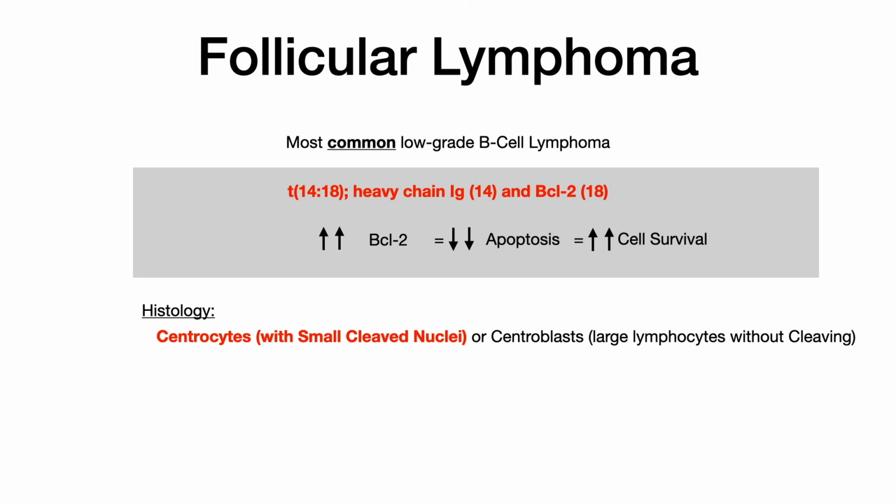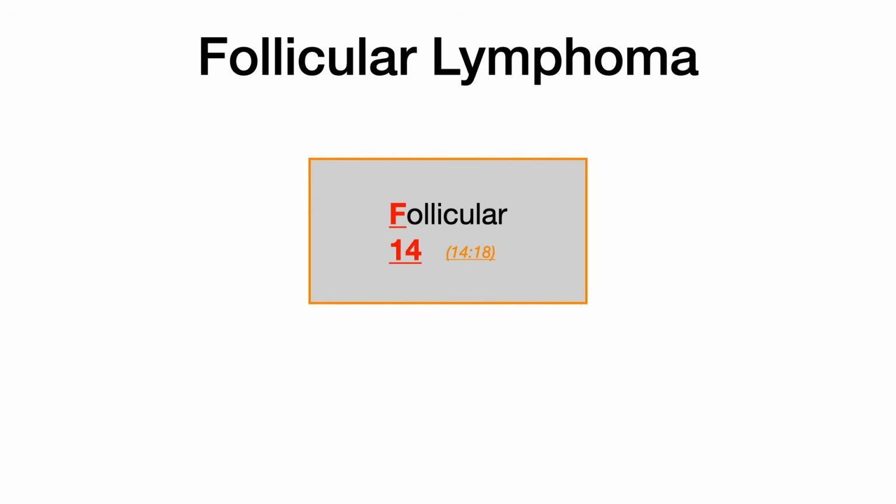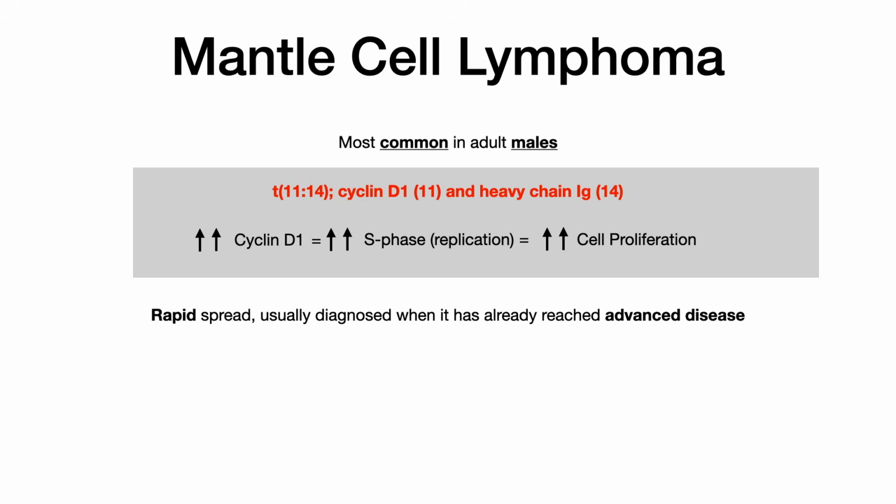Now, when I think of follicular lymphoma, the way that I've always memorized the 14;18 translocation is follicular 14. 14 begins with F, follicular 14. Keep it simple because this is the only translocation where the first number in the translocation is 14. Now let's talk about mantle cell lymphoma. This is most common in adult males, and this is due to a chromosomal translocation between 11 and 14.